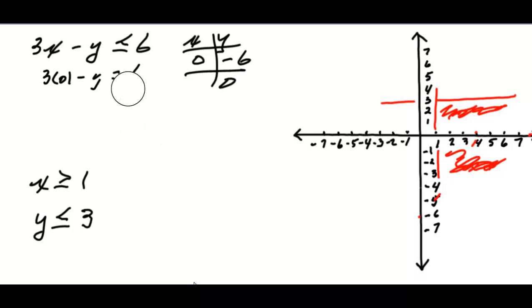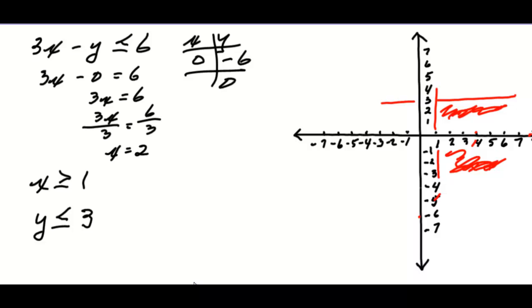The second part, where we substitute 0 for y, what we get is 3x minus 0 equals 6. 3x equals 6, and 3x over 3 equals 6 over 3. X then is equal to 2. And when we take those points and plot them, 0, y is negative 6, we've got that point down here. And then x is 2 and y is 0. That point sits right there.